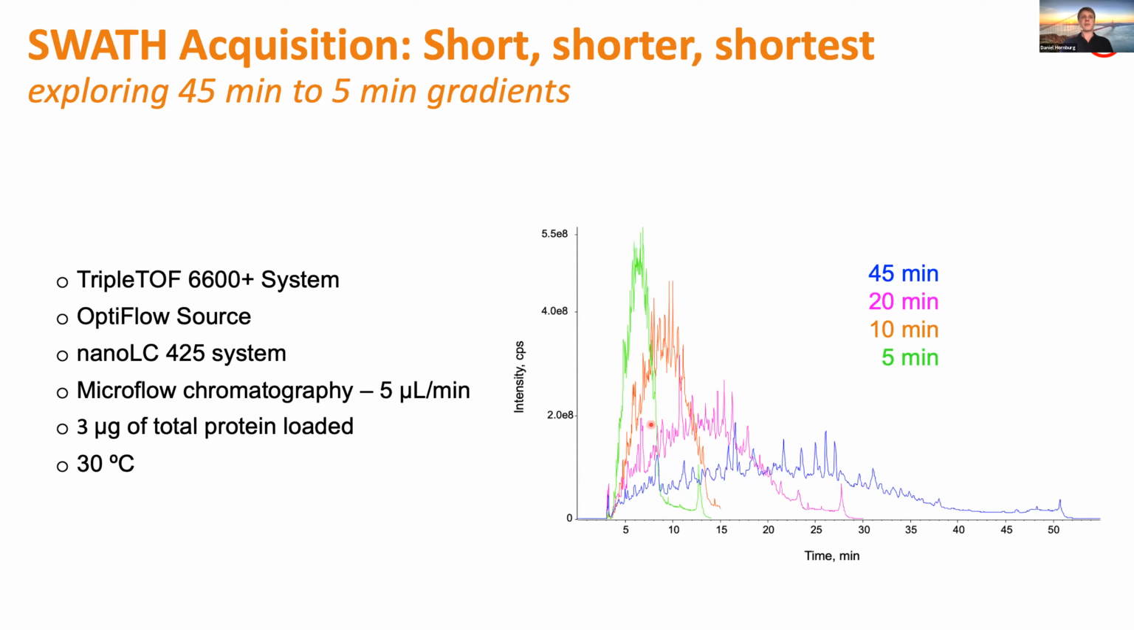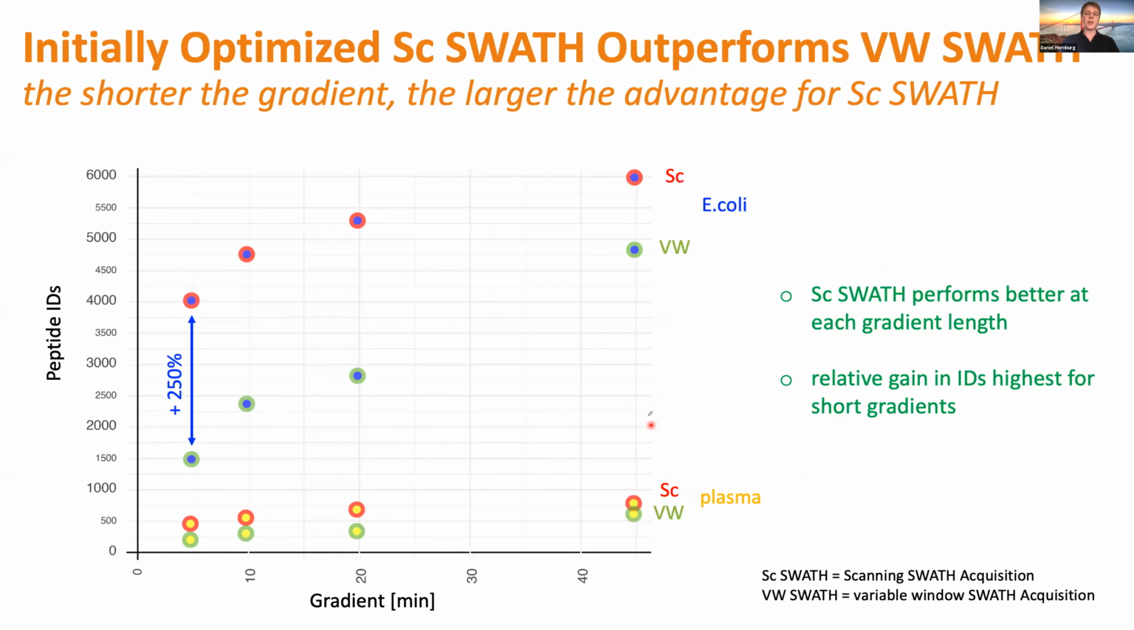And let's jump to some of the first results here. Here I plotted the gradient lengths versus the number of peptide IDs for both E. coli and plasma peptides identified in the respective samples. And we see that scanning SWATH pretty much outperforms the variable window SWATH for any given window, both for the E. coli as well as for the plasma peptides or proteome.